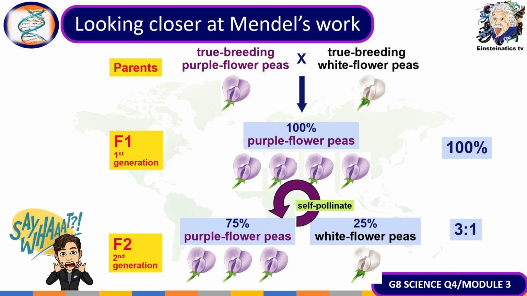And dito, na-observe niya that 75% produced purple flowers, whereas yung 25% naman yung white flowers. So with a ratio of 3:1.